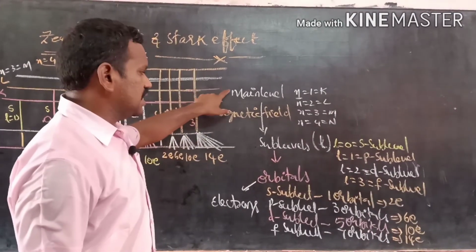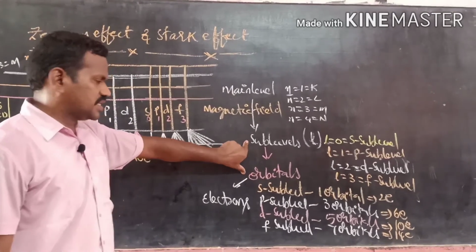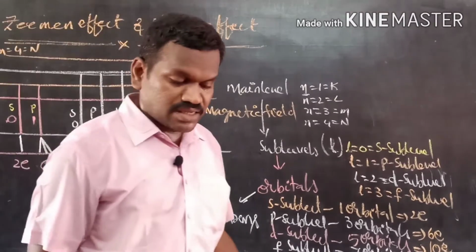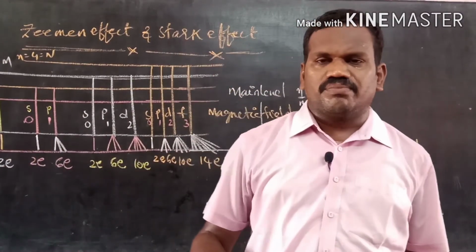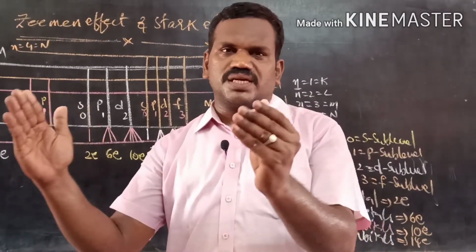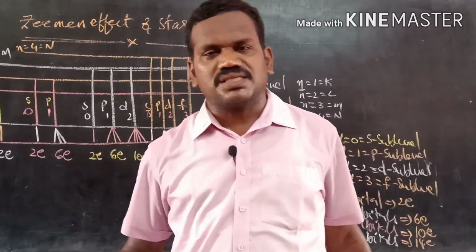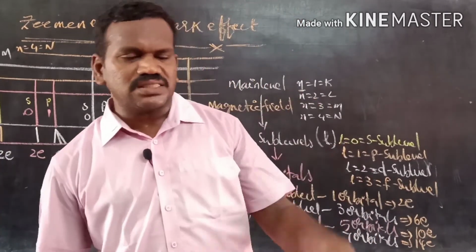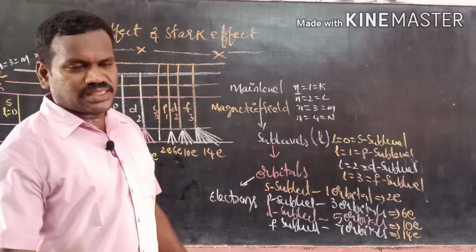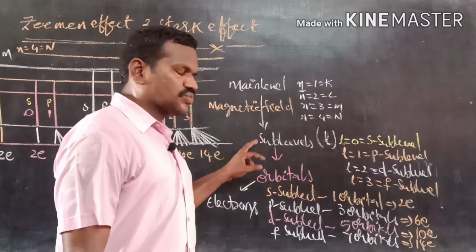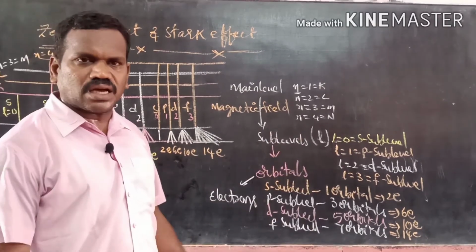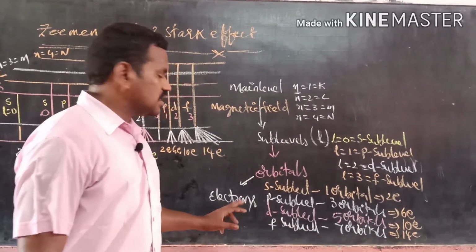This means main levels are divided into sublevels, sublevels are divided into orbitals, and orbitals can accommodate electrons. What does it mean? We can compare this with main roads and streets. In a street, houses are there, houses have rooms, and inside the rooms persons are there. Like that, if we consider the street as a main level, our house becomes a sublevel, inside the house rooms are present, and we can compare the rooms with orbitals. The persons staying in the house we can compare with the electrons.